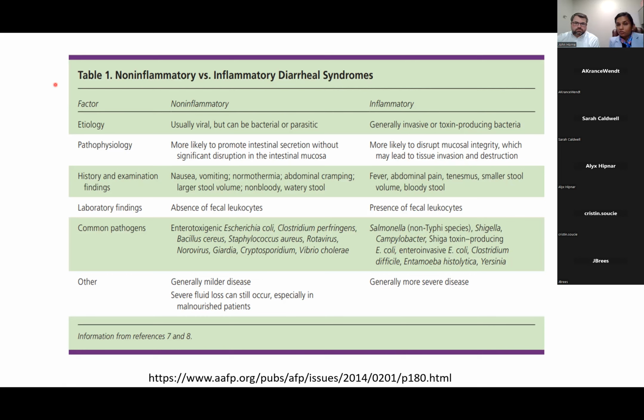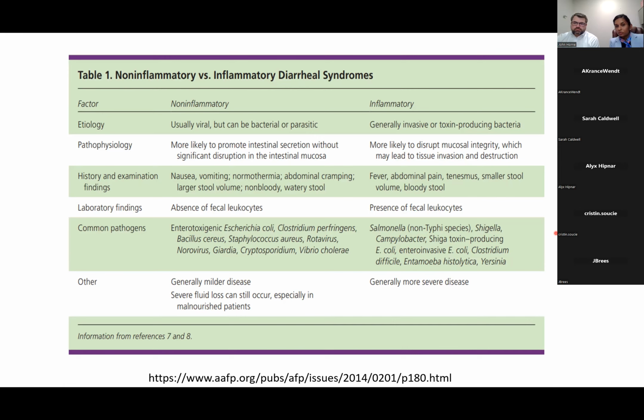But inflammatory diarrhea is when the mucosa of the colon is really disrupted and it's inflamed and hurt and friable. That's when you have really bad pain. When you're going to have a bowel movement, spasms, and it's really hard to have bowel movements, bloody stools, and you have lots of white cells in your stool too.